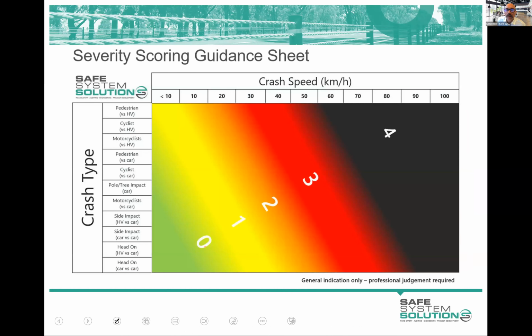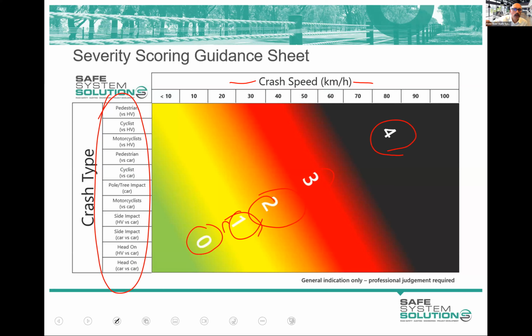I showed you this earlier on, and it's probably making more and more sense as the modules progress. We have all these different crash types down this side, and the bullet vehicle speeds there, and then we've got some sort of gradient of how severe we expect them to be. We've got the numbers here: 4, 3, 2, 1, and 0. You'll see me use those in this session.